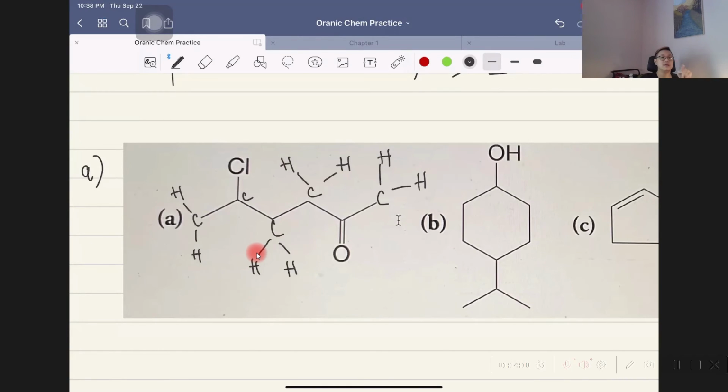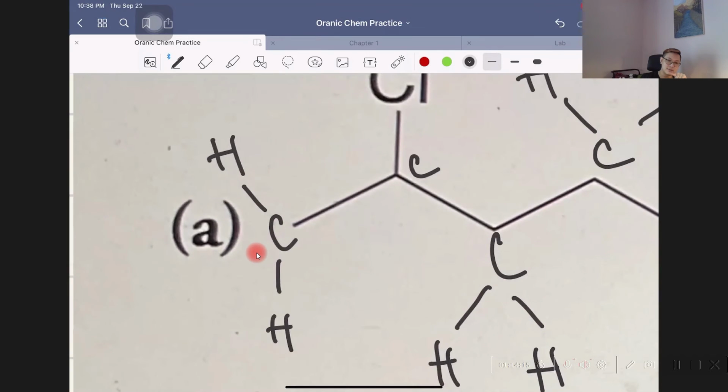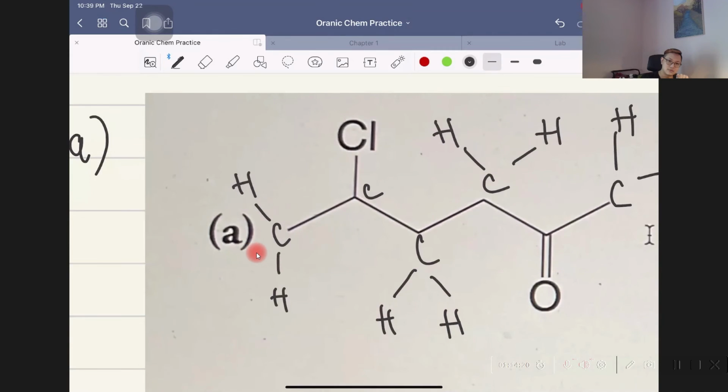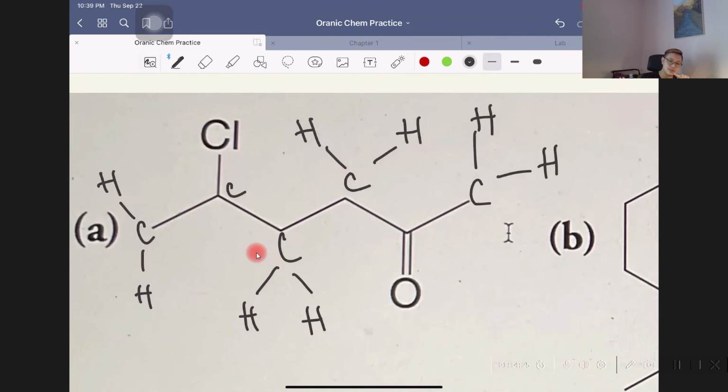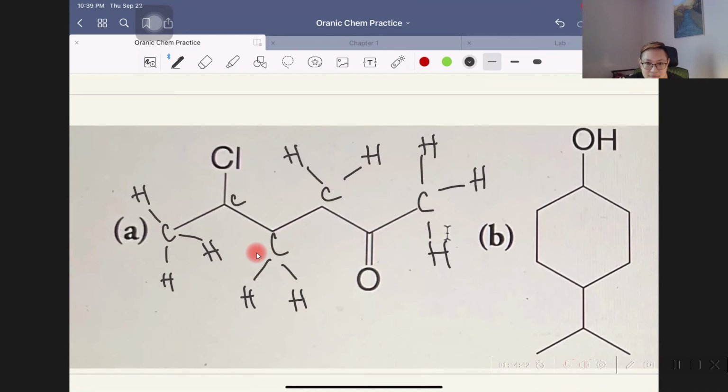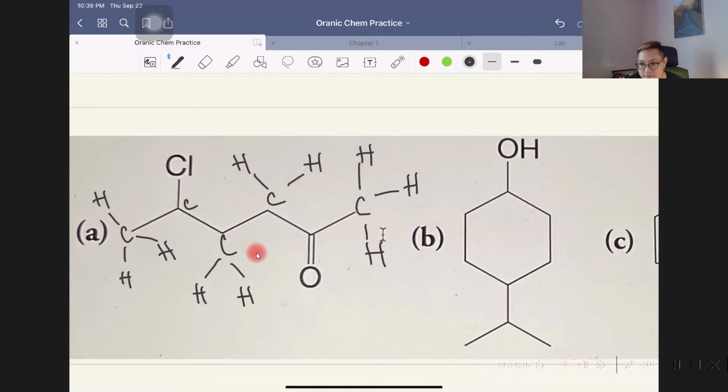On the left it's not correct. And on the right it's not correct either. It should be like CH3, this CH3, this CH3. I mean, on the left and the right should be CH3, not CH2. So just write one more H. H and H. Okay, is it correct right now? Correct. Okay, let's go to B.